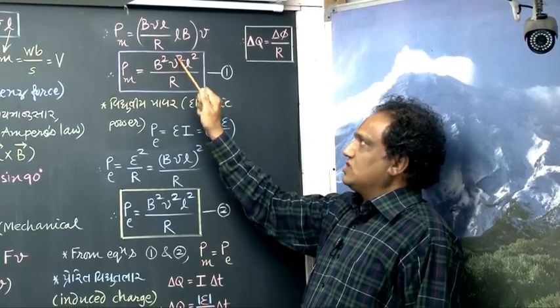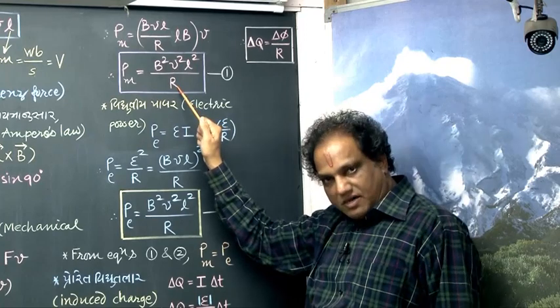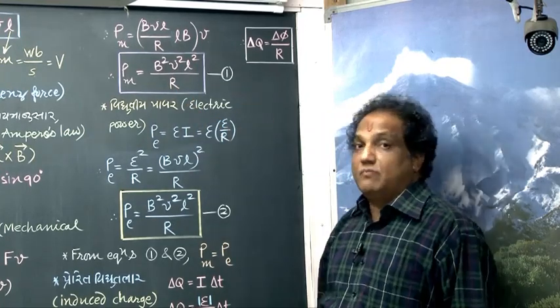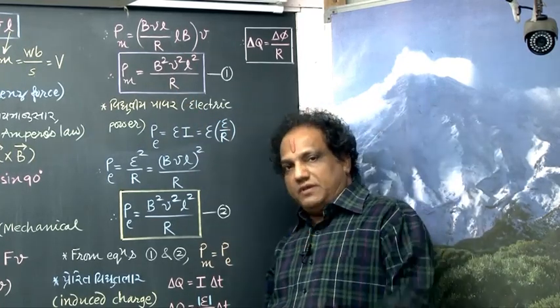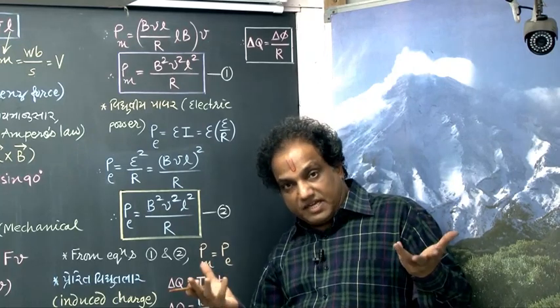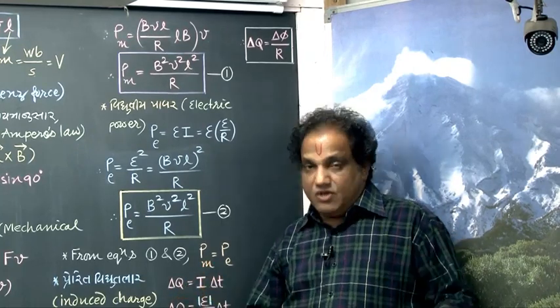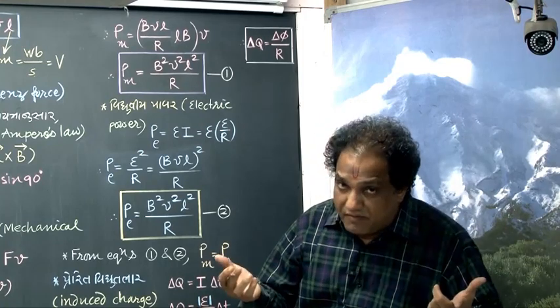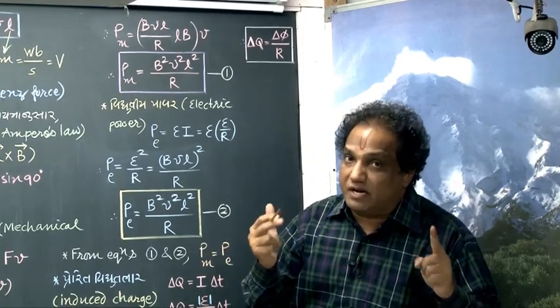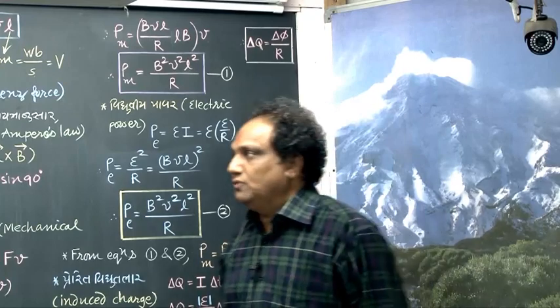B square, V square, L square upon R. Let it be equation number 1. And now tell me, will you get some electrical power also? Yes. When we are spending mechanical power, we are likely to get electrical power here. How? I am showing you.